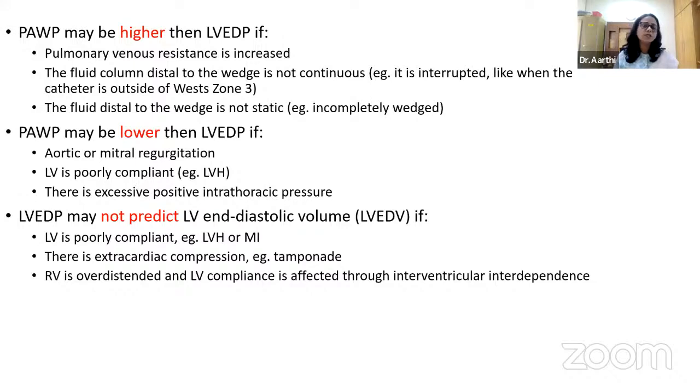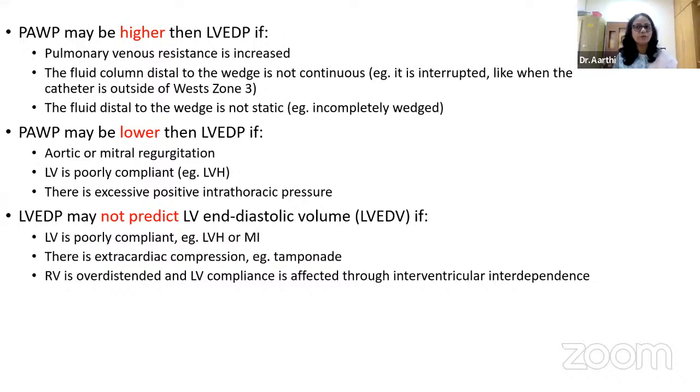There are also certain scenarios where the pulmonary arterial wedge pressure is lower than the left ventricular end diastolic pressure. For example, in aortic regurgitation and mitral regurgitation, where the pressures on the left side of the heart are higher compared to the capillary wedge pressure. And also when the left ventricle is non-compliant, and in patients on positive pressure ventilation where there is excessive intrathoracic positive pressure. And left ventricular end diastolic pressure may not predict the left ventricular end diastolic volume.